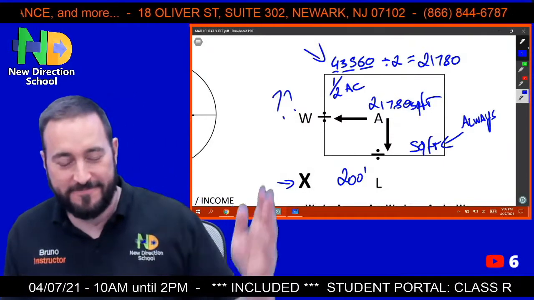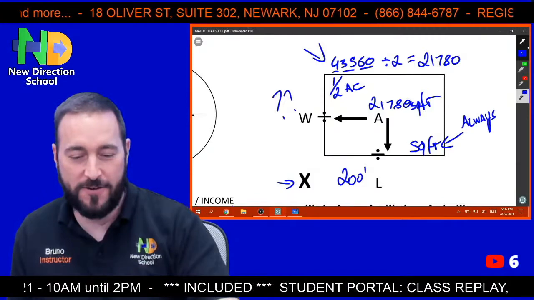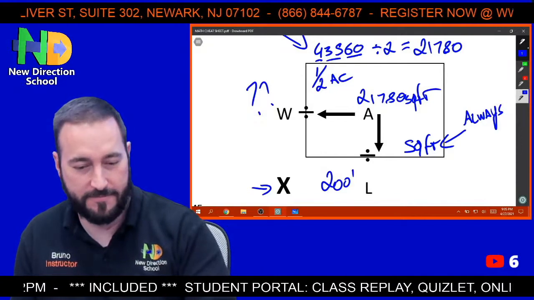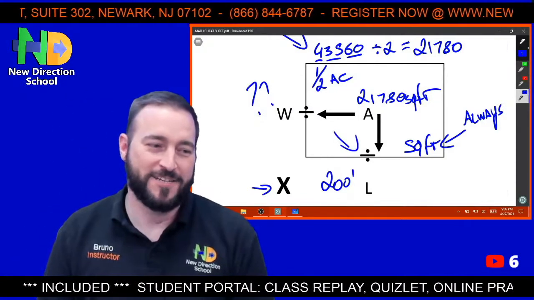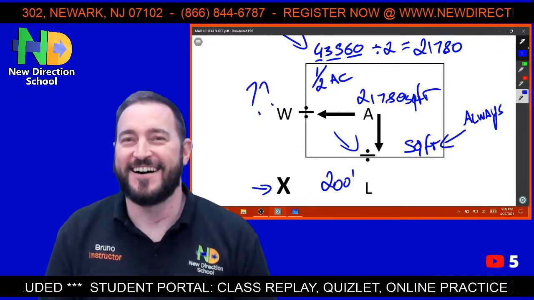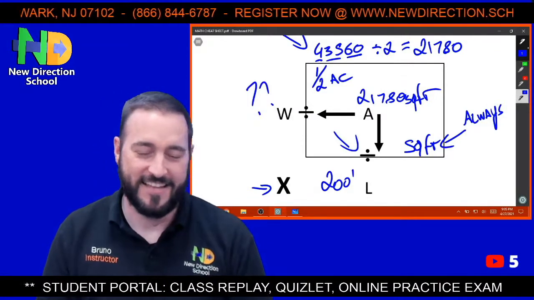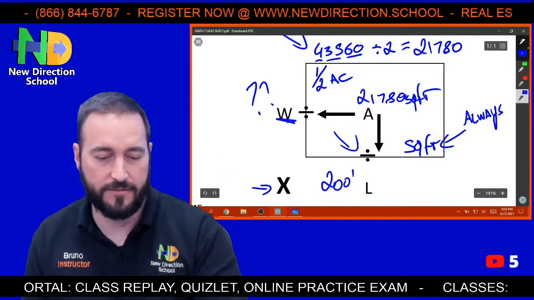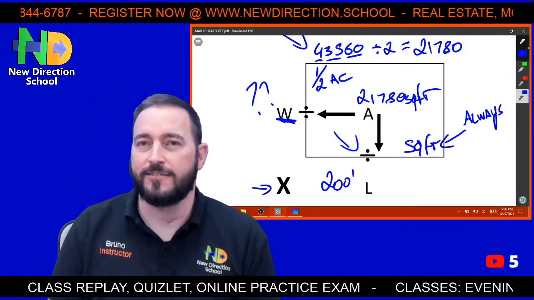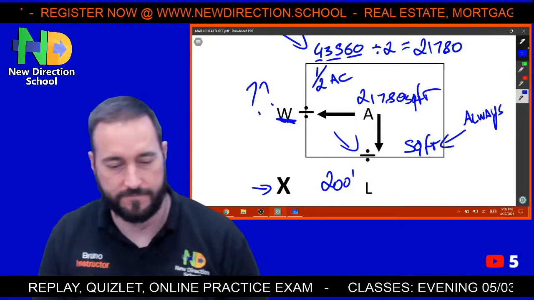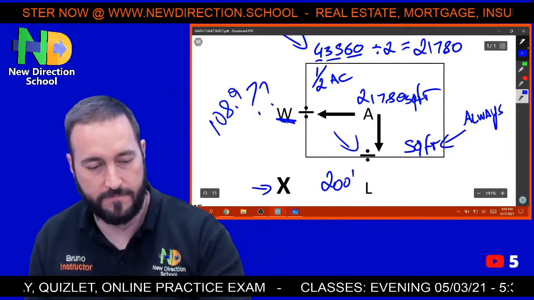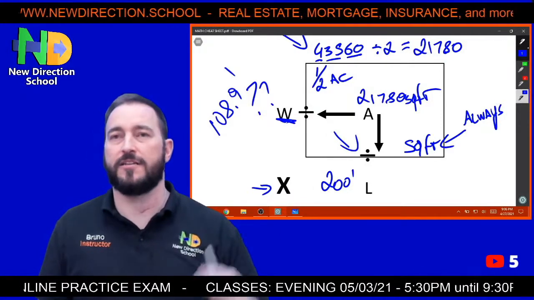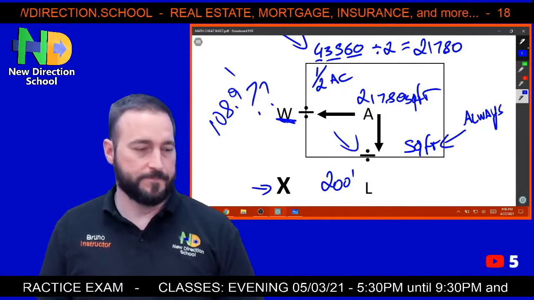Anyway, so calculators real quick. We have 21,780. That's the area. Inside number, outside number. What do we do? We divide, right? Inside number divides by the outside number. So what is the width or the frontage of this lot? Yep, 108.9 feet. Inside number divides by the outside number gives you the other outside number. Okay.